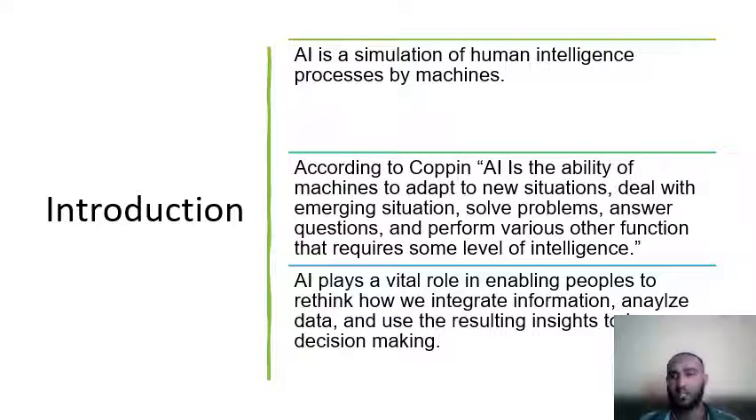So AI is a simulation of human intelligence processed by machine, which is basically replacing all tasks done by human beings with robots. This is one of the AI. And also, according to the copy in AI, it is the ability to create a new situation, solve a lot of problems, and answer even really hard questions within a fraction of a second.